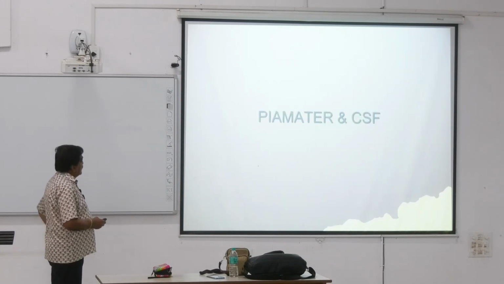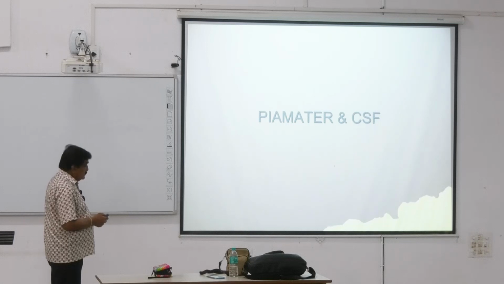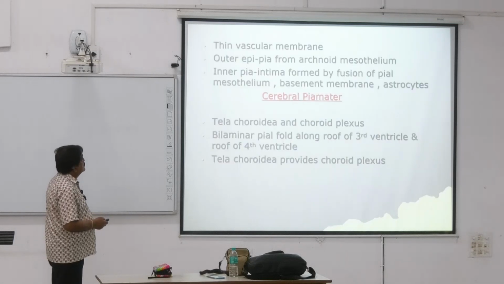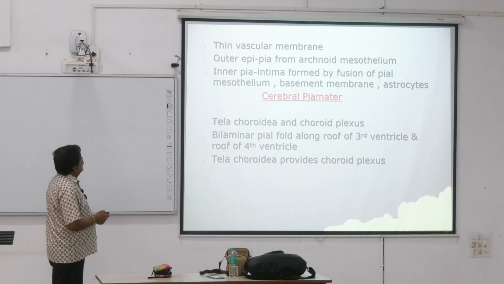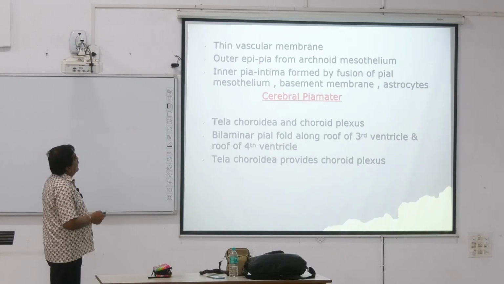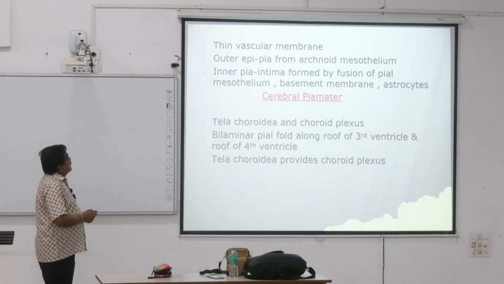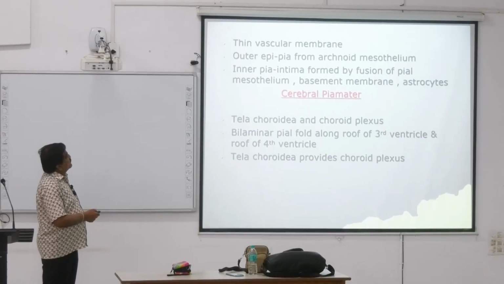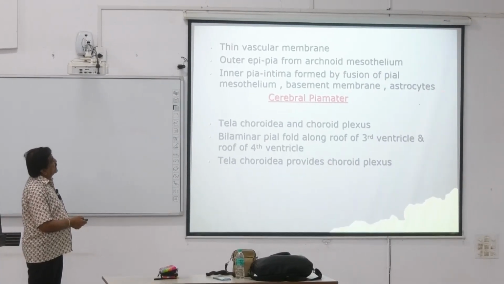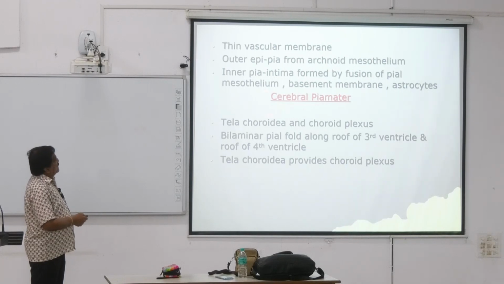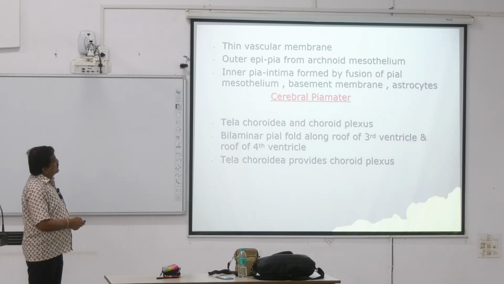Now, pia mater and CSF. Pia mater is a thin vascular membrane, outer epi-pia forms arachnoid mesothelium, intima pia formed by fusion of pial mesothelium, basement membrane, astrocyte, and cerebral pia mater. Tela choroidea and choroid plexus: bilaminar pia folds along the roof of the third ventricle and fourth ventricle, tela choroidea provides choroid plexus.